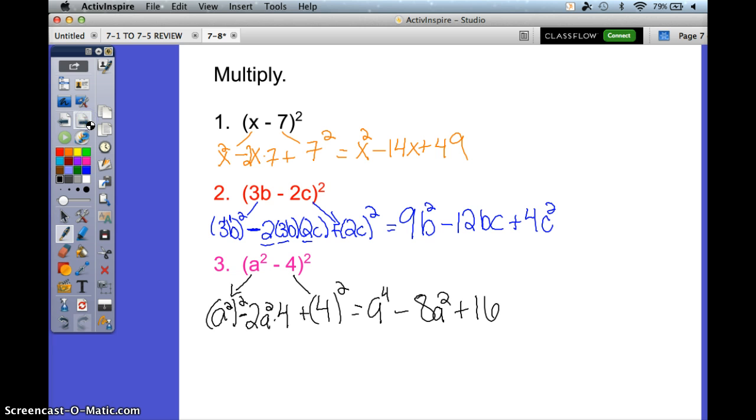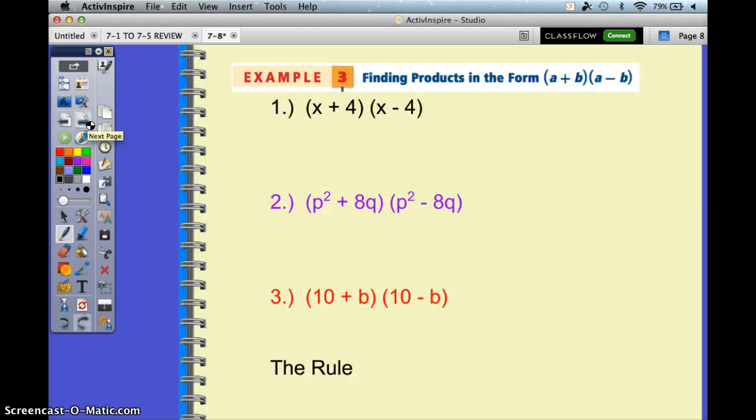Now this next one is my favorite. Notice we don't have to rewrite them because it's plus and minus. It's already written there for you. So let's do some long distribution to see if we can figure out our rule. So x times x is positive x squared. X times negative 4 is minus 4x. Positive 4 times x is plus 4x. Positive 4 times negative 4 is negative 16. When you combine your like terms, they cancel, and you get x squared minus 16.